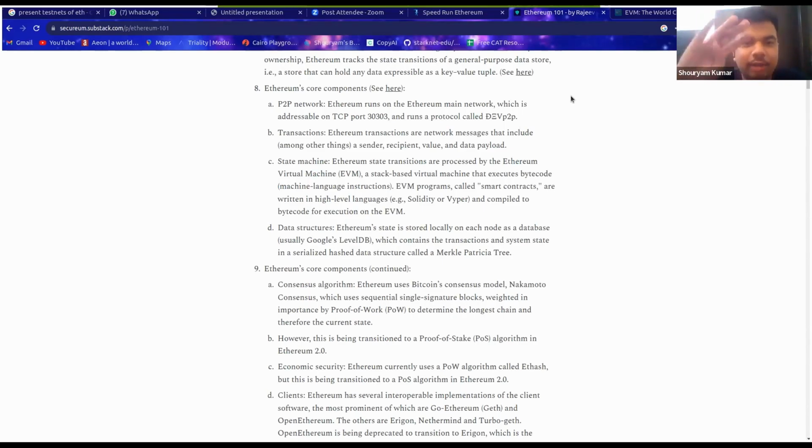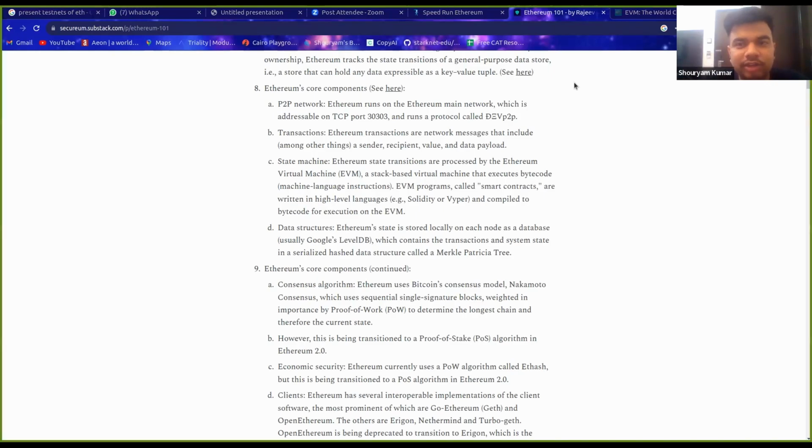That data center can be running important applications which may be related to a bank, to a fintech company, or which can be of utmost importance. Now if that particular data center fails, all of those applications face downtime. This is the disadvantage of a centralized data center.